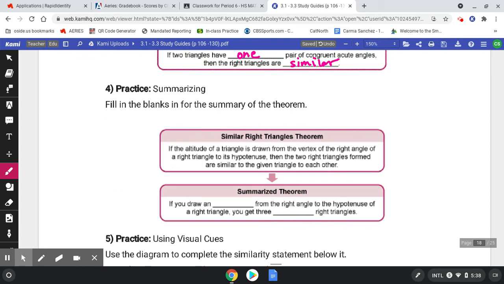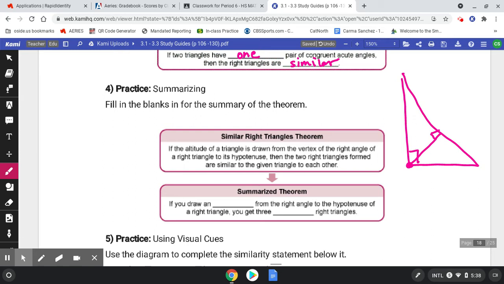This is similar right triangle theorem. So if the altitude of a triangle is drawn from the vertex of the right angle of a right triangle to its hypotenuse, then the 2 right triangles formed are similar to the given. So hang on, I need to actually draw this so you can visualize it. Picture that you have a right triangle. And picture that you are taking an altitude of the triangle drawn from the vertex, so from right here, to the hypotenuse, that these right triangles that are formed are similar to the original right triangle.